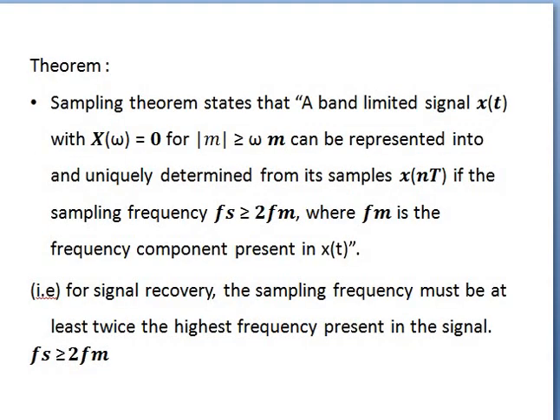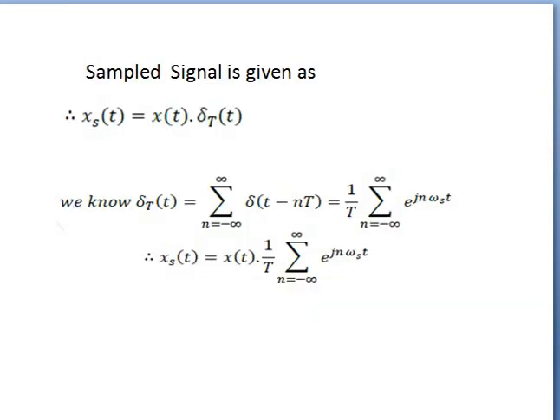The sampling theorem states that a band limited signal x of t, with x of omega equal to 0 for the modulus of omega greater than or equal to omega m, can be represented and uniquely determined from its samples x of nT if the sampling frequency fs is greater than or equal to 2 fm, where fm is the highest frequency component present in x of t. For signal recovery, the sampling frequency must be at least twice the highest frequency present in the signal, so fs is greater than or equal to 2 fm.